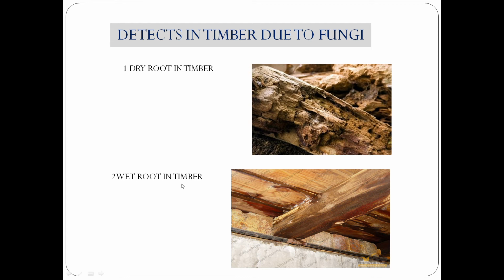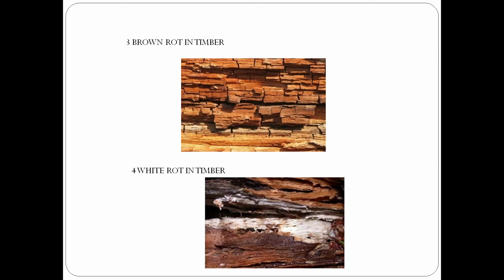Now next one is wet rot in timber. Wet rot is caused by fungi that decompose the timber and convert it into grayish brown powder, mainly when there are alternate dry and wet conditions of timber. Now brown rot in timber. The cellulose compounds of the wood are consumed by certain types of fungi, which then makes the wood brownish, and this defect is called brown rot.